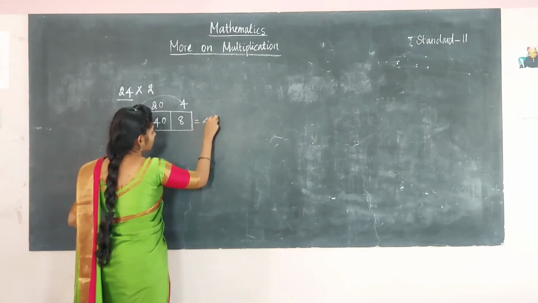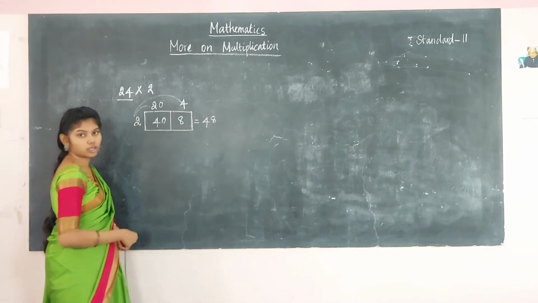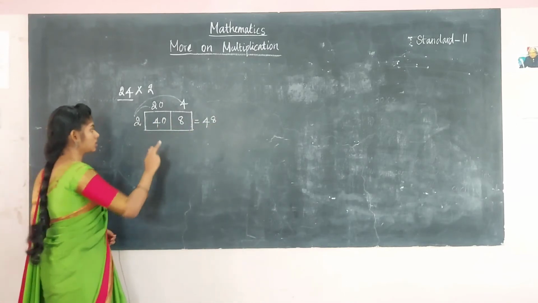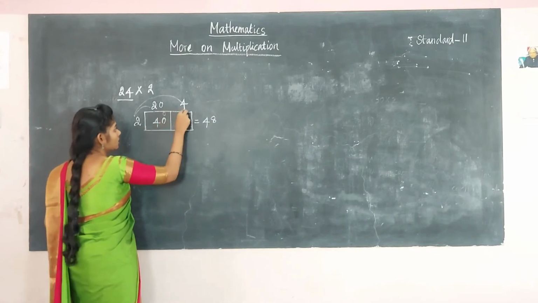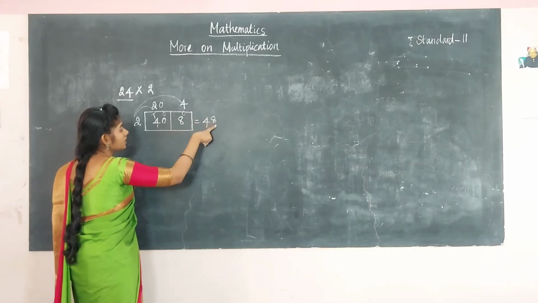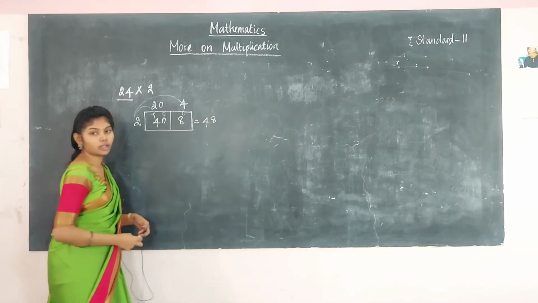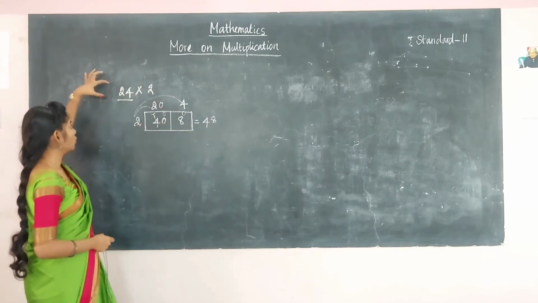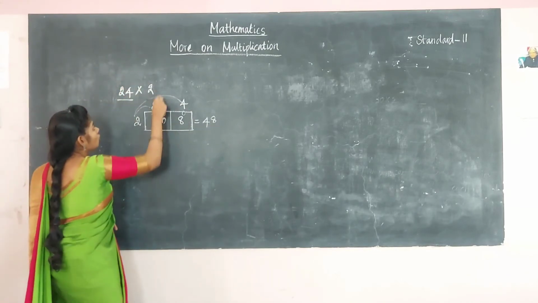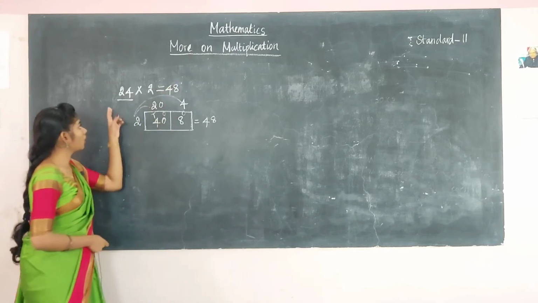So 40 plus 8 is 48. In the ones place 8 will be there and in the tens place 4. You know how to add the numbers, no? This is ones and this is ones, and here is the tens place. So 0 plus 8 is 8, and in the tens place there is nothing else, so you write 4 here. So the answer is 48. 24 into 2 is 48. Very easy to multiply the numbers.